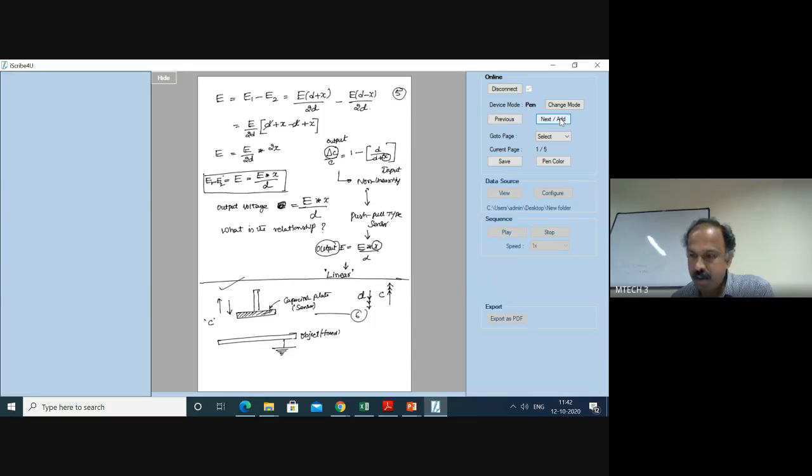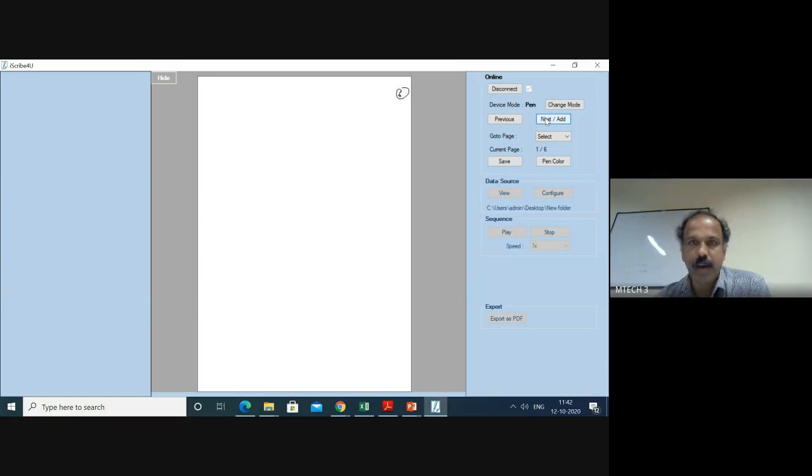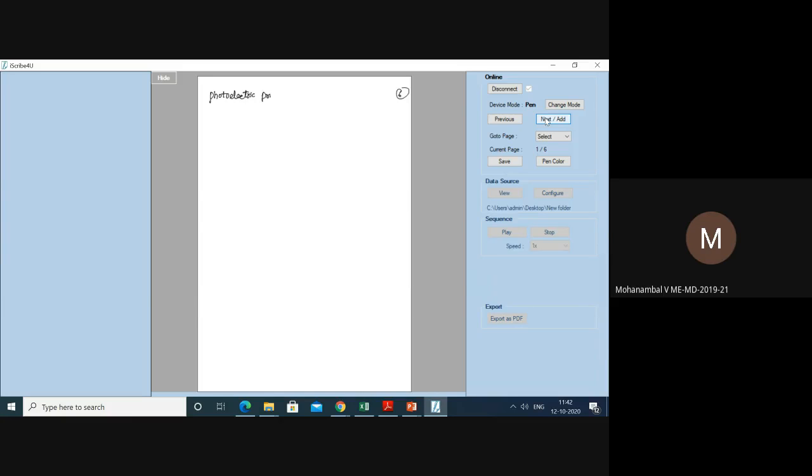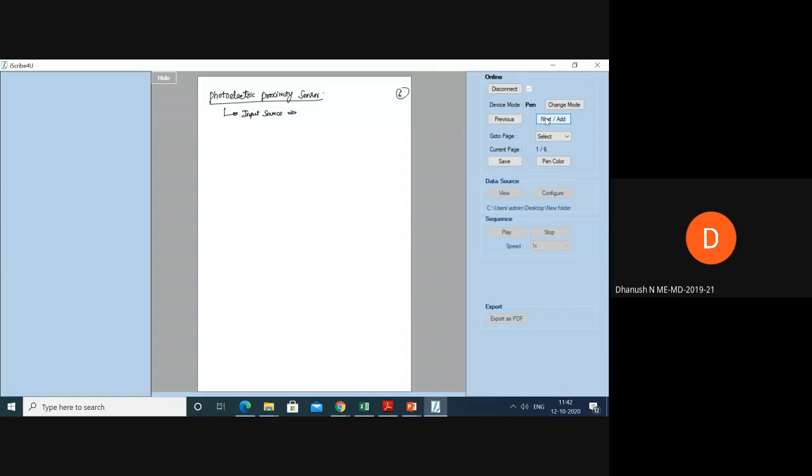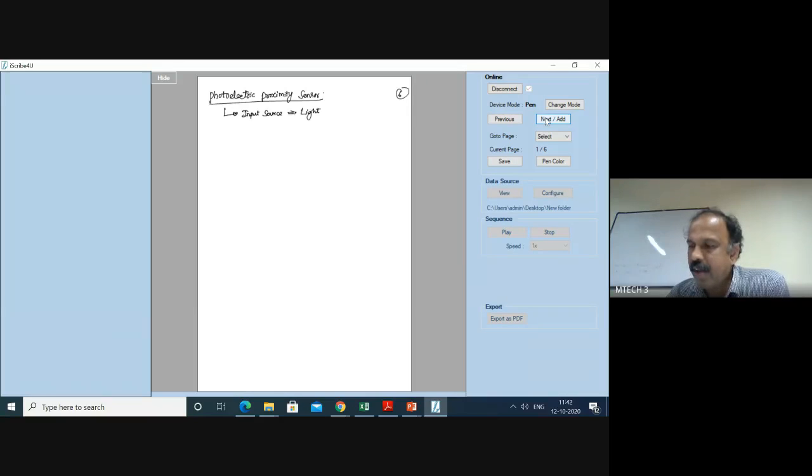Right. Now just observe. The next one we will go to. So that is the 6th page. It is called the photoelectric proximity sensor. In the case of the photoelectric proximity sensor, what is the input source? Can you say? Light. Okay, photoelectric, light is the input source.